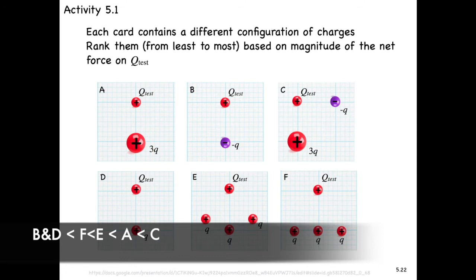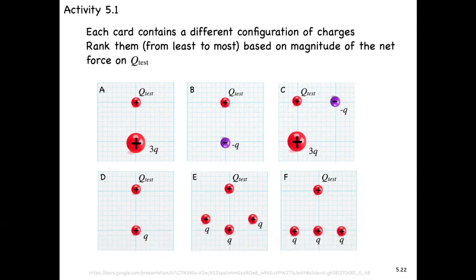Yes? Question. So for E, you said that the two side charges cancel out, the horizontal components cancel out, but the vertical components don't. Yeah. And since their vertical component and the charge is closer to the test charge than the one in A, wouldn't that mean E is stronger than A? Let's look at this.